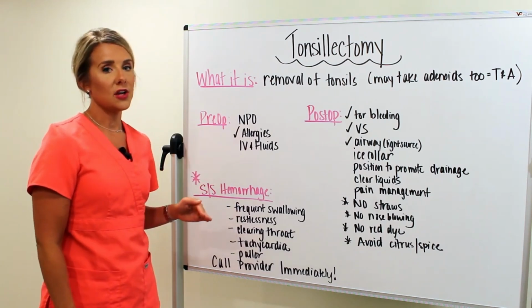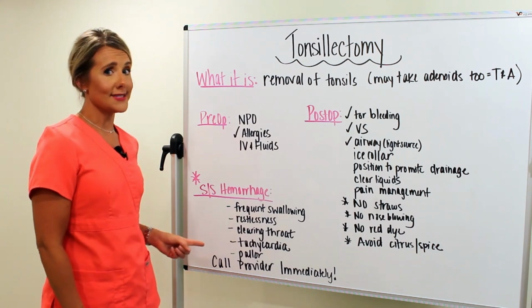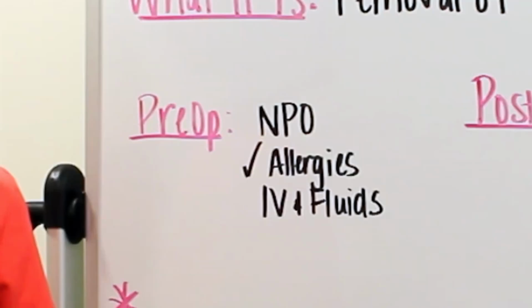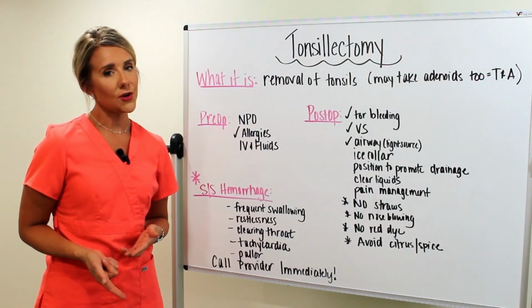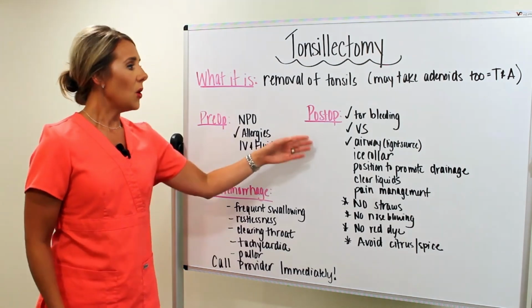What's most important is to understand what we need to do preoperatively, postoperatively, and then reviewing our signs and symptoms of hemorrhage. So preoperatively, your patient is going to be getting general anesthesia. Really important as a nurse to make sure that they've had nothing by mouth for the allotted time per the physician. We should be checking allergies, making sure they have an IV site placed, and getting IV fluids started because as a child, we don't want them to become dehydrated.